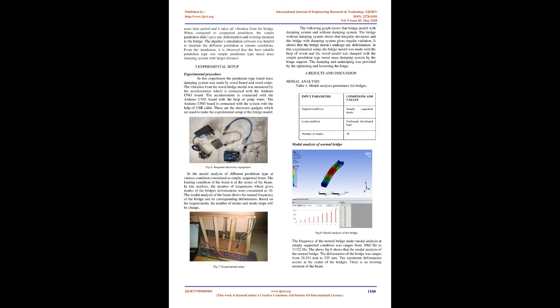The following graph shows the bridge model with damping system and without damping system. The bridge without damping system shows irregular deviation, and the bridge with damping system gives regular variation. It shows that the bridge doesn't undergo any deformation. In this experimental setup, the bridge model was made with wood and damped with the simple pendulum type tuned mass damping system by the hinge support. The damping and undamping was provided by tightening and loosening the hinge.